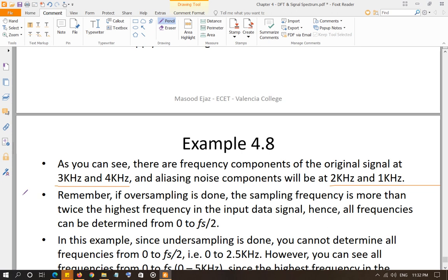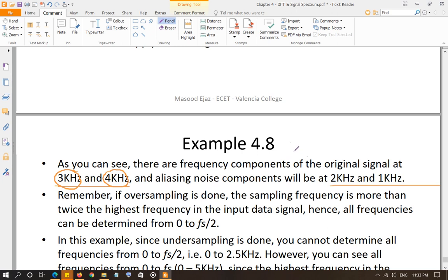Now this signal is undersampled at 5 kHz. So you will not see all the frequencies from 0 to Fs by 2, that is 0 to 2.5 kHz. Why? Because you have a frequency component at 3 kHz and one at 4 kHz, and they are outside 2.5 kHz. So you're not going to see those frequencies if you just look from 0 to Fs by 2, because it is undersampled. As long as the signal is oversampled, you can guarantee that all the frequencies will be from 0 to Fs by 2, the folding frequency or Nyquist frequency, not the Nyquist rate. But if it is undersampled, there's no guarantee, so you can forget about that.